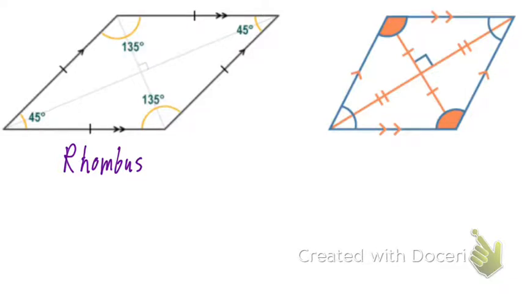Okay. The diagonals bisect each other. Both pairs of opposite sides are parallel, and opposite sides are congruent. Now, are all of those things true about any parallelogram, though? Yes. They actually are. So Dominic was saying a little more specific here.